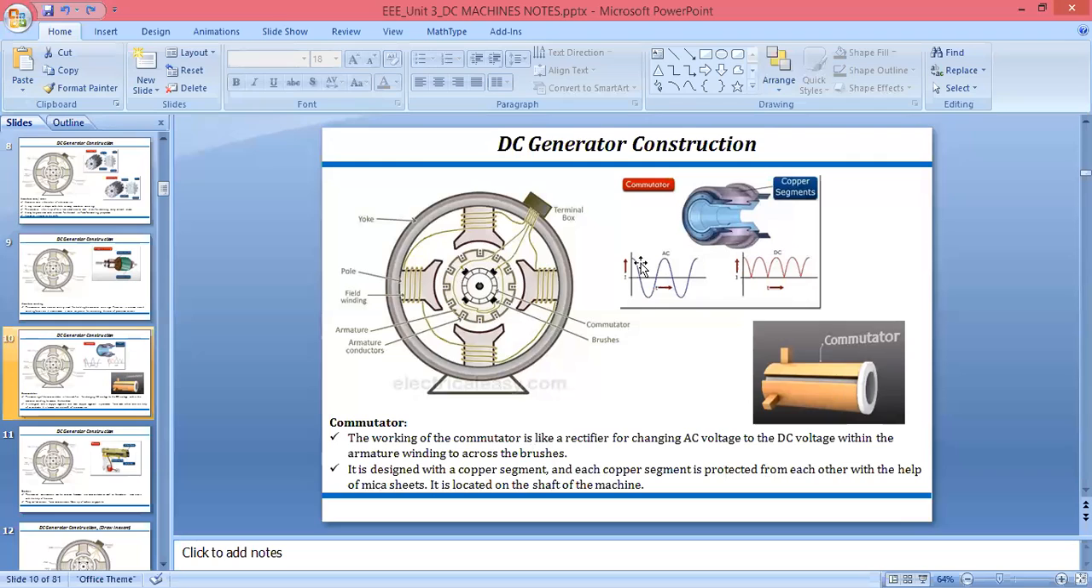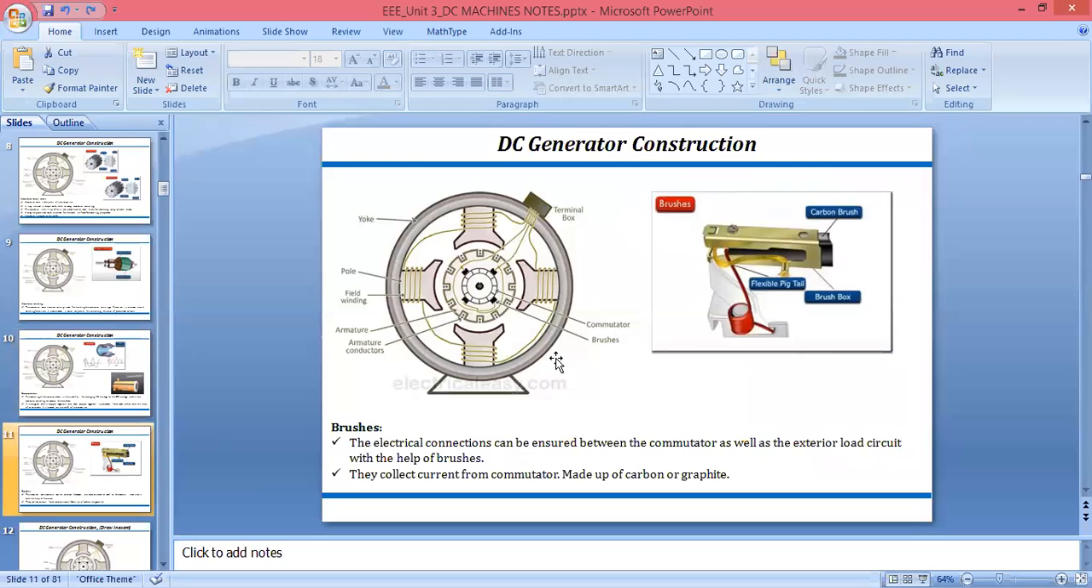If you see, we will get here AC voltage in positive as well as in negative. So what? By using the commutator, we can work as a rectifier. We can convert AC voltage into the DC voltage. So this is the construction of the commutator.